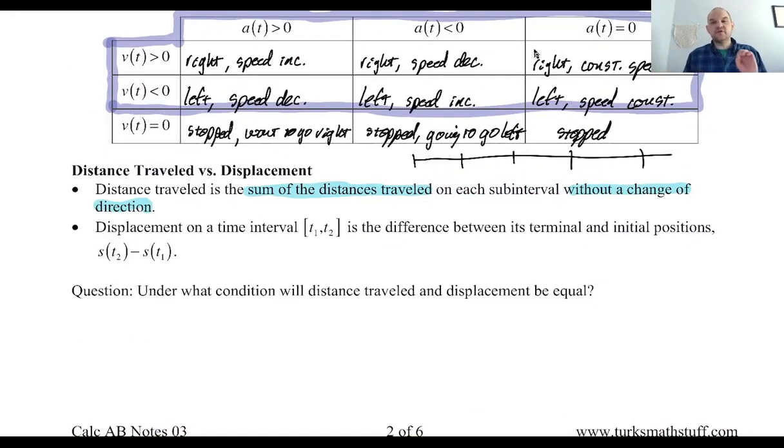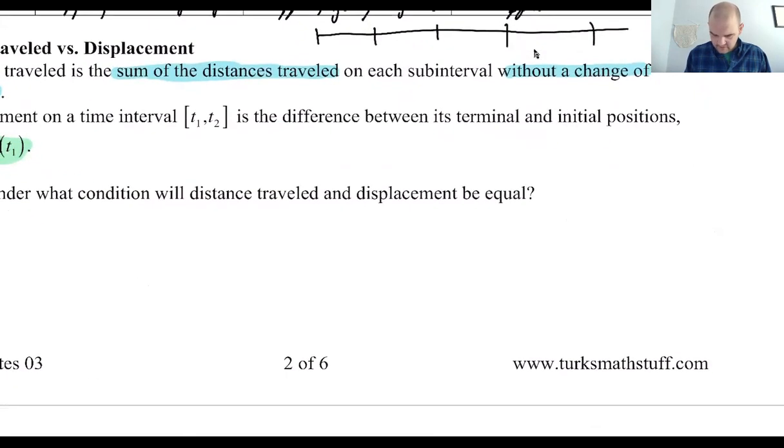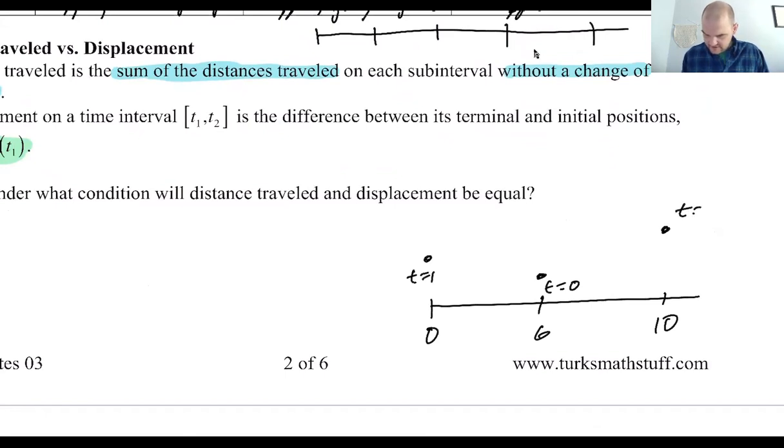Displacement is literally just where you stop minus where you start. So let me draw something to show you how this is working. So this displacement is just this. Displacement's way easier to find. That's the one thing to keep in mind. So let's say that we have a number line, and let's say that this is 0, 6, and 10. I don't know why, right? So here, we're here at t equals 0. We're here at t equals 1. And we're here at t equals 2.